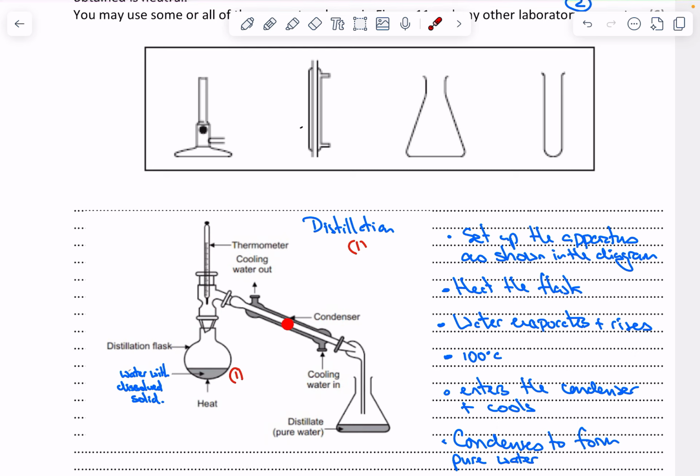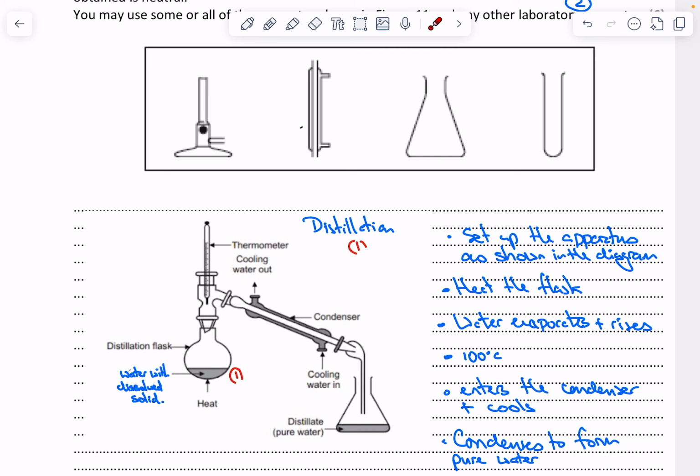And the gas is then travelling into the condenser. The condenser is surrounded by cold water. So as the hot gas comes into it, the gas is cooled, it condenses, forms a liquid. The liquid then emerges from the bottom here and can be collected as distillate.